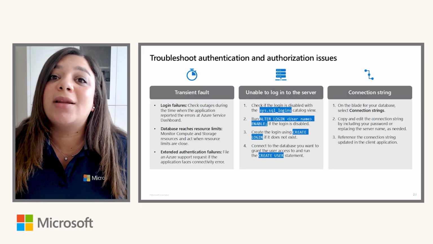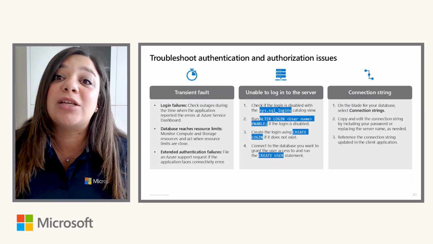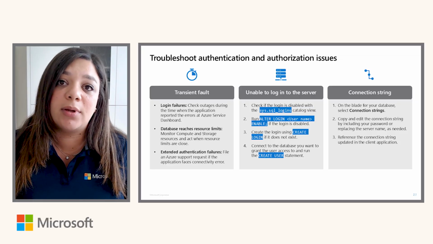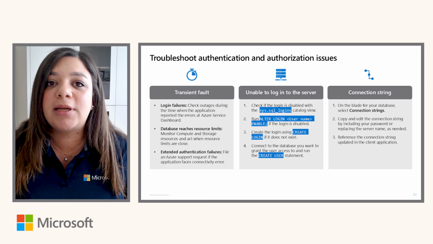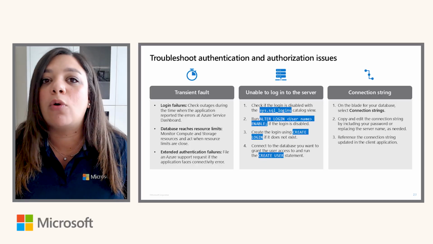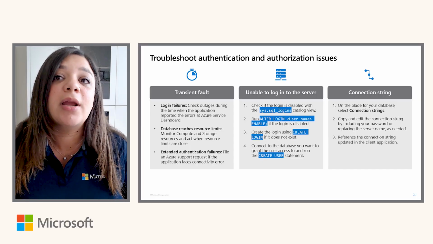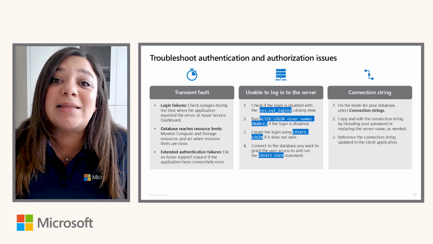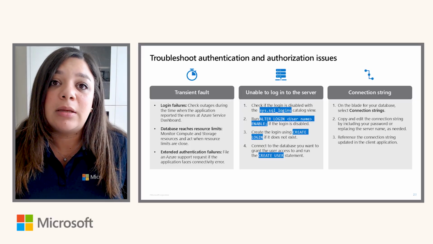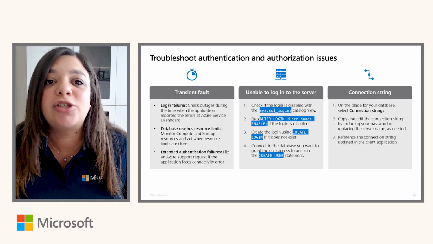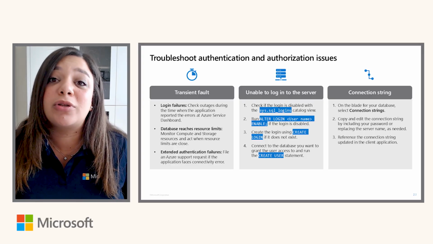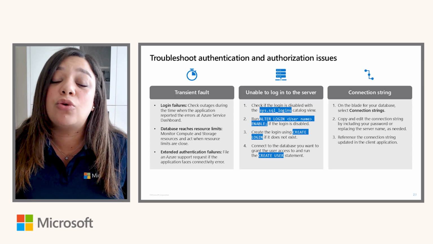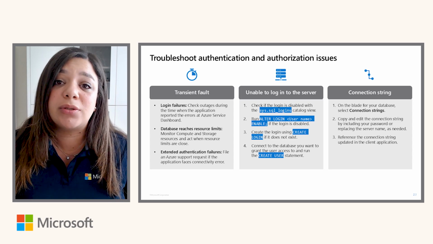Also, troubleshooting authentication and authorization issues is a key exam topic. Transient faults: if you see things like login failures, we always check the Azure Service Dashboard for outages. If you can't log in, check if the login is disabled or missing. What about fixing connection strings? Verify those in the Azure Portal's connection string blade. This is normally a quick fix for many login issues.